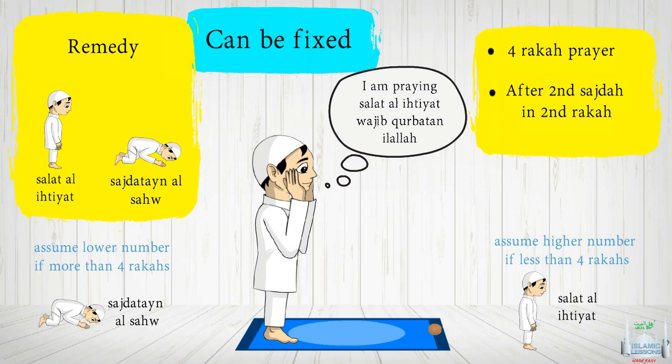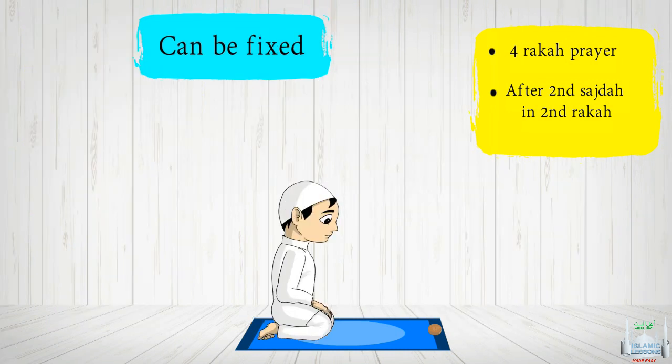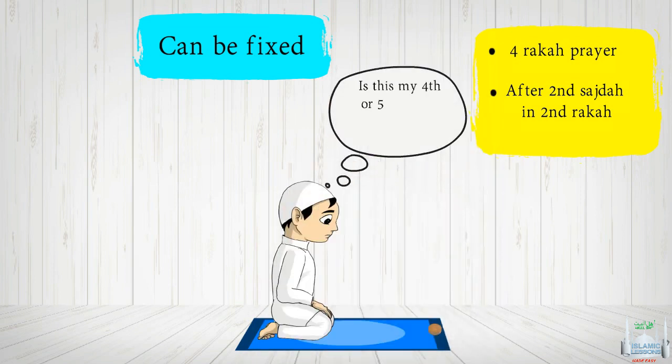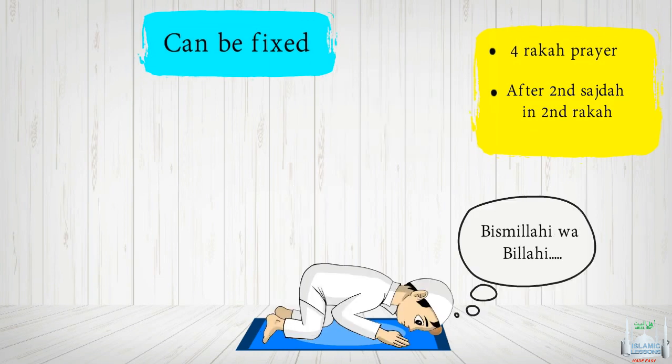Another example. I have a doubt in Salat al-Asr after my second sajda in the second rak'ah as to whether this is my 4th rak'ah or my 5th rak'ah. I assume it is my 4th, the lower number, as there is no 5 rak'ahs in this prayer. I complete the prayer as normal, then immediately perform Sajdatain as-Sahu, which will be explained in the next lesson.